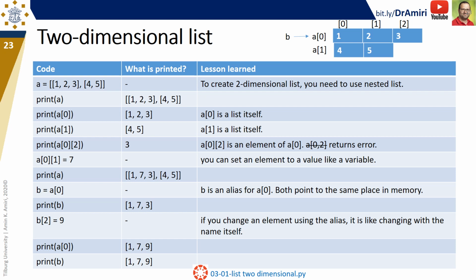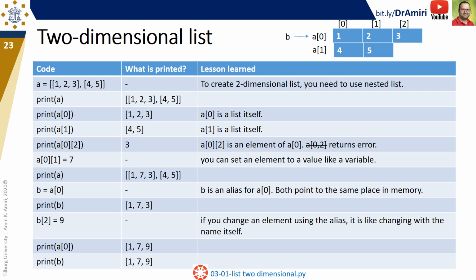And please keep in mind that the list can be changed. You can easily choose an element and change it. Here, for example, you see A bracket 0 bracket 1 equals 7. So that element is going to be changed.